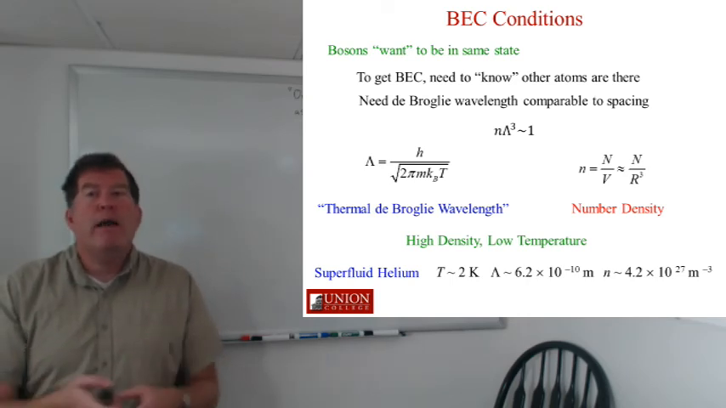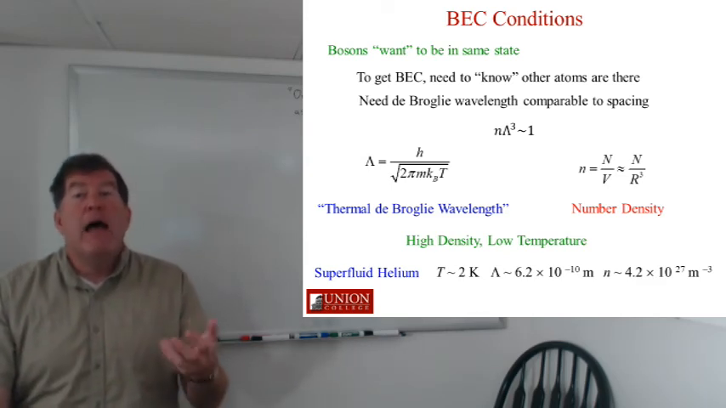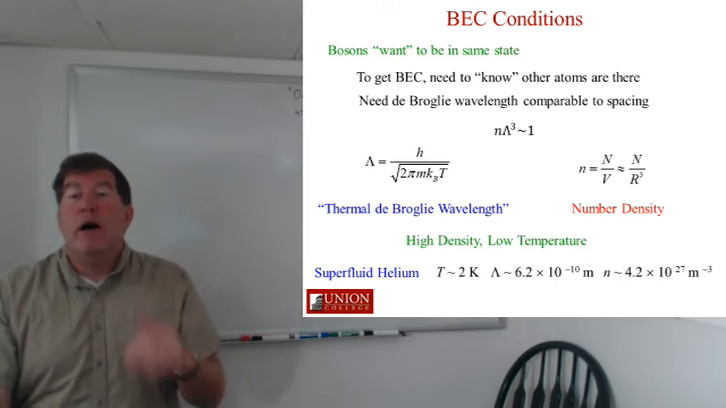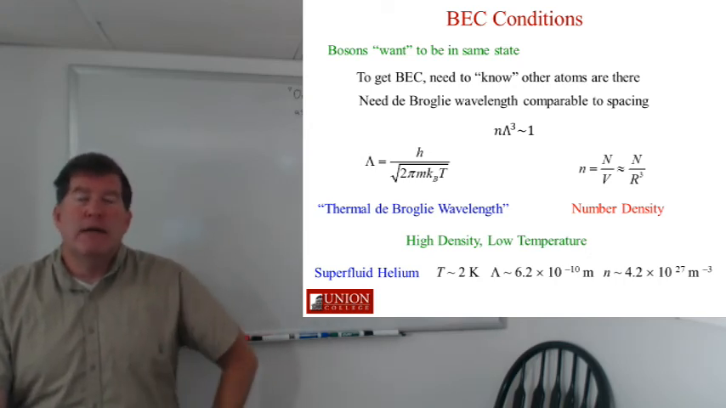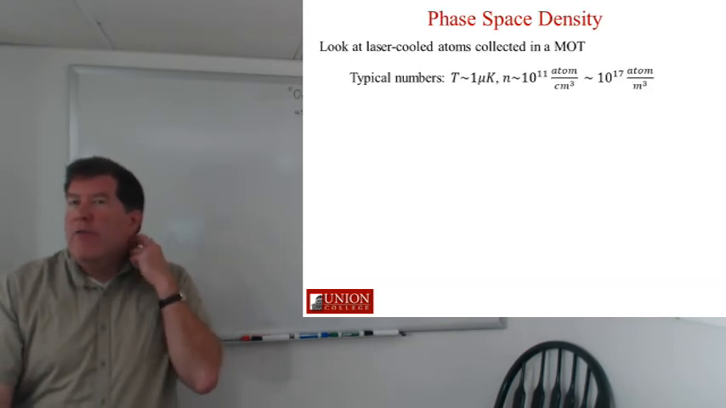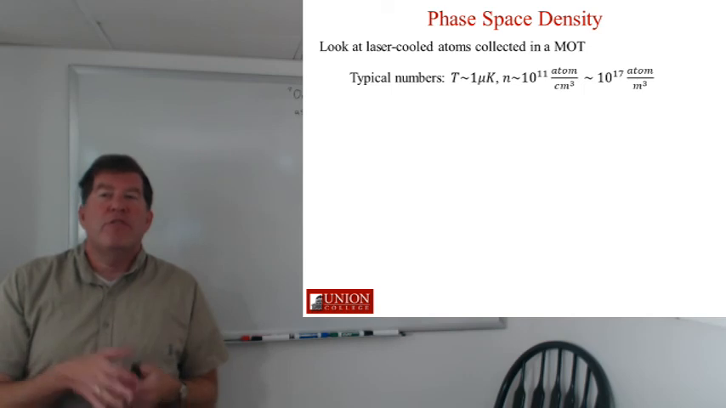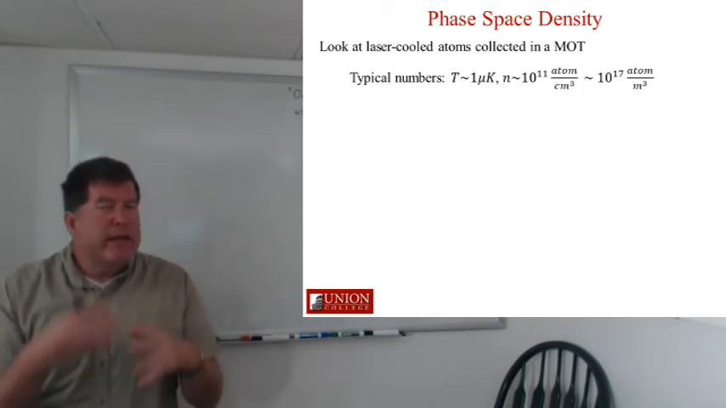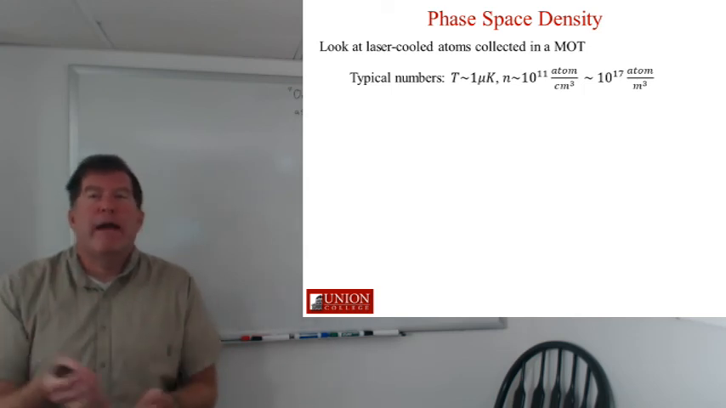Right. What we want is something that's still a dilute gas. We want something that's going to start at a much lower density than that, which means we need to get the temperature much, much, much colder in order to reach the Bose-Einstein condensation threshold. How much colder do we need? Well, if we look at laser-cooled atoms as a starting point, the typical numbers are that we can laser cool atoms down to a temperature of about a microkelvin.